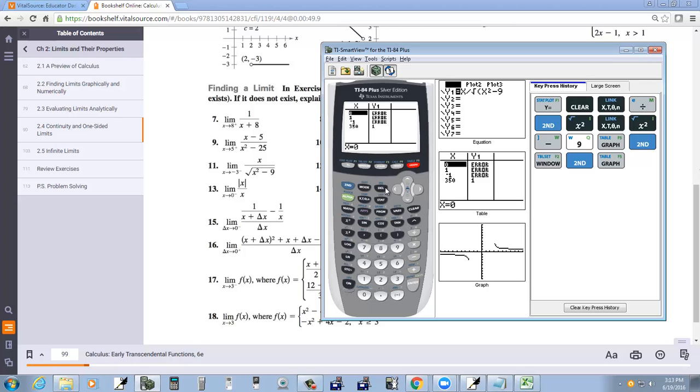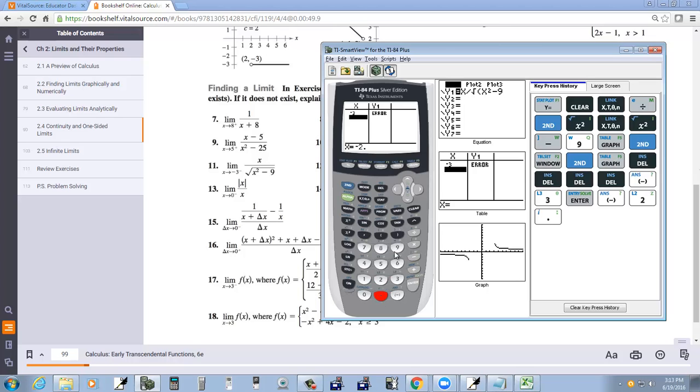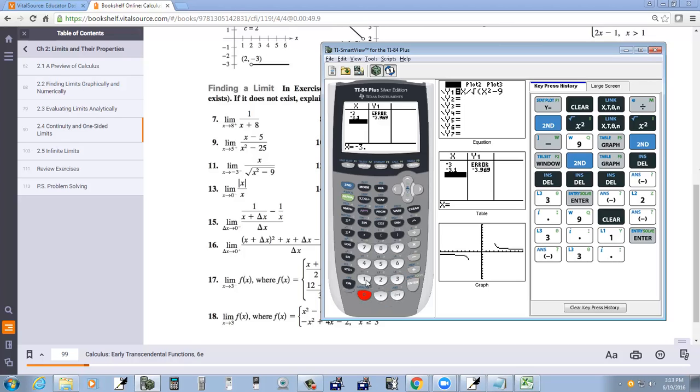Now I'm getting closer and closer to -3. If I put in -3, you see we get an error. But if I put in negative 2.9. Wait a minute, I'm approaching from the left side. Scratch that. If I put in negative 3.1. Gives me that. If I put in negative 3.01.